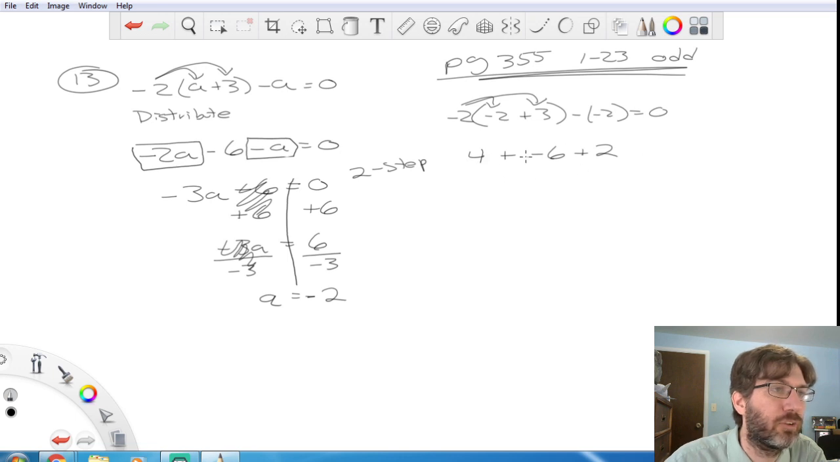So yeah, it does work. 4 plus negative 6 you might want to do first, I don't know, depending on what you're thinking. And again, that's just a subtraction sign. So 4 minus 6 gives you negative 2 plus 2, which equals 0.